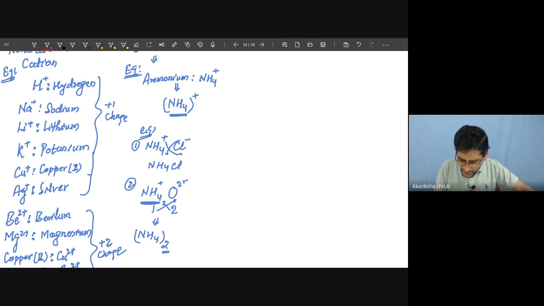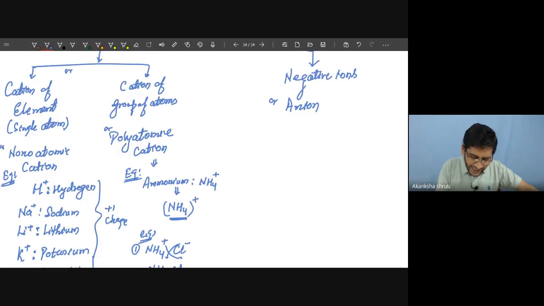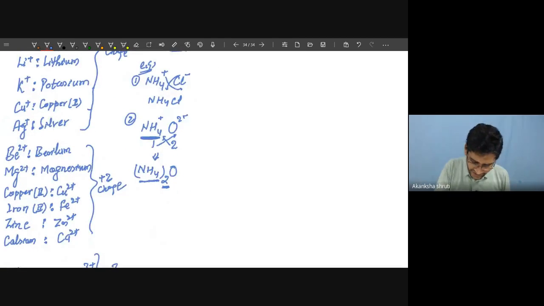So this 2 also indicates all the atoms in this ion are occurring 2 times. Then oxygen will be only 1. So it is ammonium oxide. Are we getting it? So this is the difference between considering the polyatomic cation, or cation of a group of atoms. Okay, students? So it is that difference. So this we have to keep in mind.